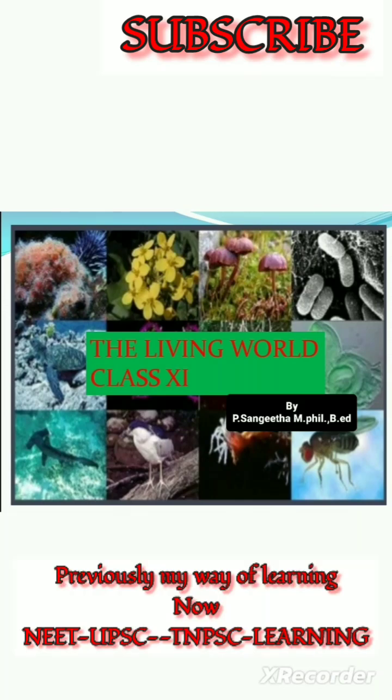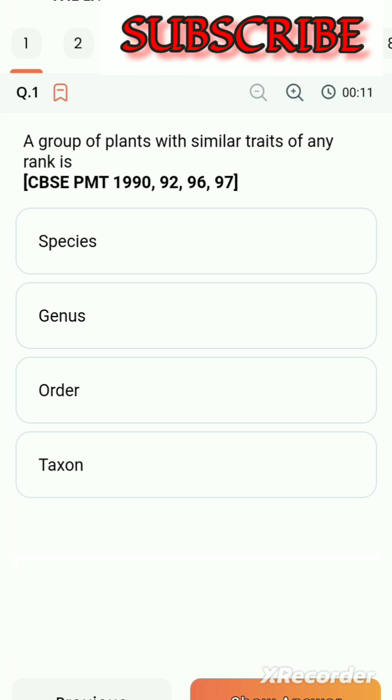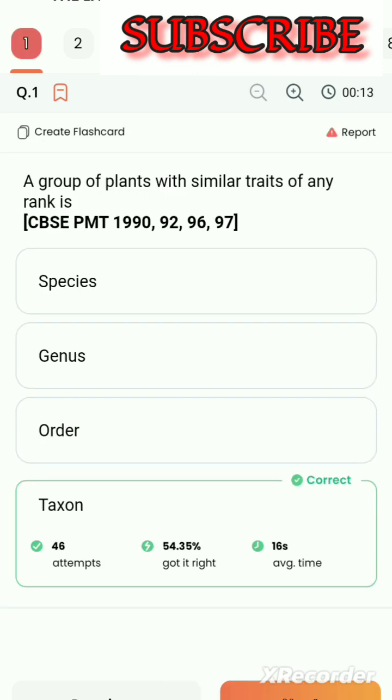Today we are going to see chapter 1, Living World, from grade 11 NCERT for the upcoming NEET exam as a revision part. So the first question here is taxon. We will have a quick revision session, so I hope you all know the details. If any is needed, that alone I will explain.